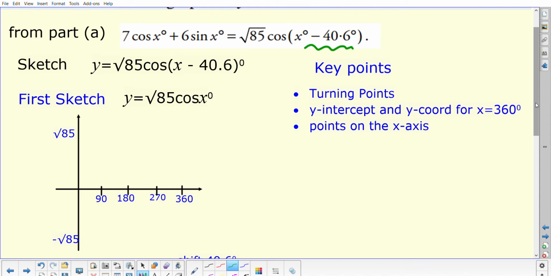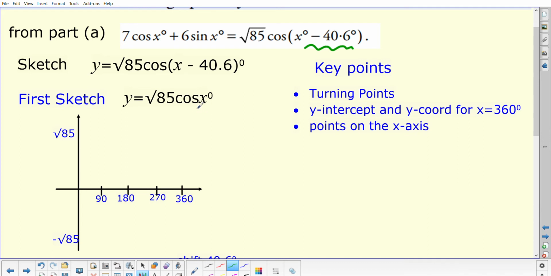But before we get to that part, we will break it down. So you're going to be sketching this graph. Here's y equals root 85 cos x on its own, before we do the bit with the minus 40.6. When you sketch a graph, there's some key things about it that you should be aware of. Try and make sure the turning points are indicated, if you can put in any y-intercepts, and the matching y-coordinate for x equals 360 at the other end, and also your points on the x-axis.